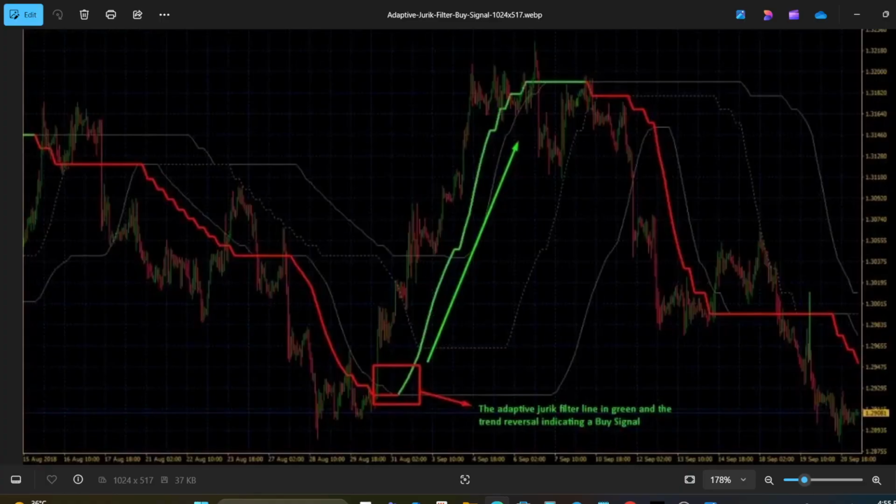Now, to wrap things up, if you are looking to improve your market analysis and reduce the noise in your trading, the adaptive Jurik filter is a powerful tool that can help. Whether you are a beginner or a seasoned pro, this filter will help you make more informed decisions by providing clearer signals and allowing you to adapt to changing market conditions. It's not just about having the right tools, it's about using them effectively. With the adaptive Jurik filter, you can enhance your trend identification, reduce false signals, and ultimately trade with more confidence.